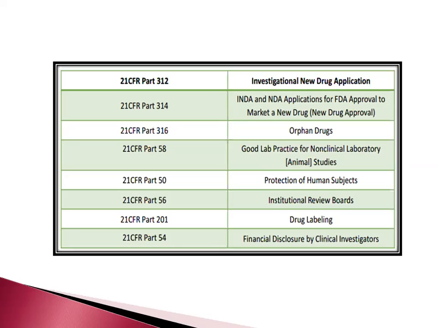Part 58, that is for good laboratory practice for non-clinical laboratory. Part 50 is for protection of human subjects. Part 56, that is for institutional review board. Part 201 is for drug labeling. Part 54 is for financial disclosure by clinical investigator. That is for example only, right?